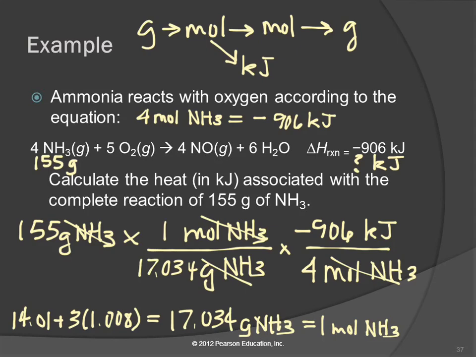So now we've got it all set up, we just need to calculate. 155 times 1 if you want, divided by 17.034, times negative 906. Make sure that you don't accidentally press the minus sign, and then divided by 4, and that's going to give us a negative number. I didn't leave much space, did I?